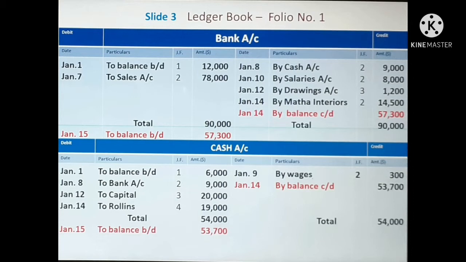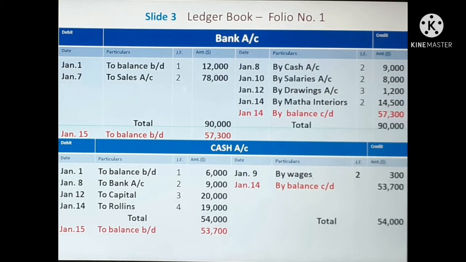Now on January 15 balance is brought down to the debit side, $57,300. Wherever in the bank account there is a balance in favor of the customer, the bank account will show a debit balance. And wherever his account is overdrawn, the balance will come on the credit side. Balance brought down will come on the credit side.